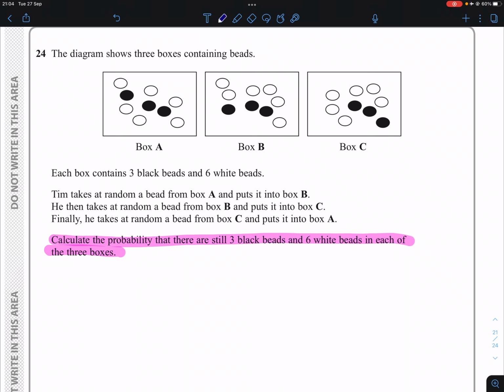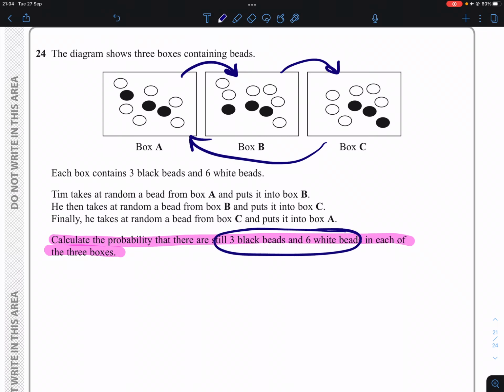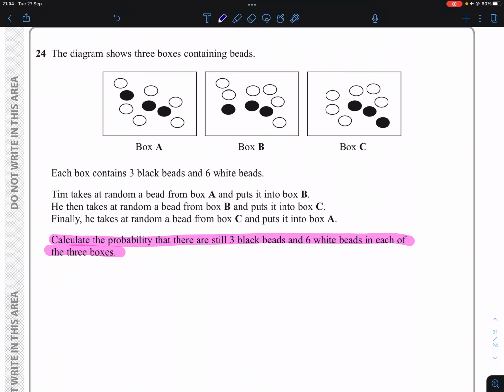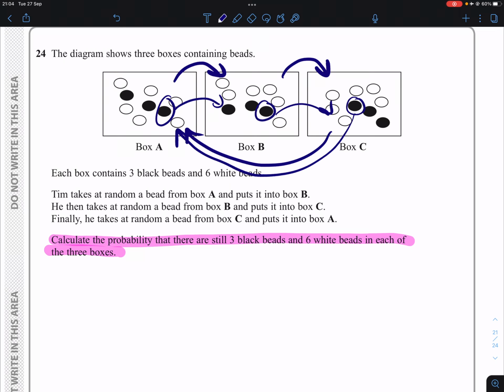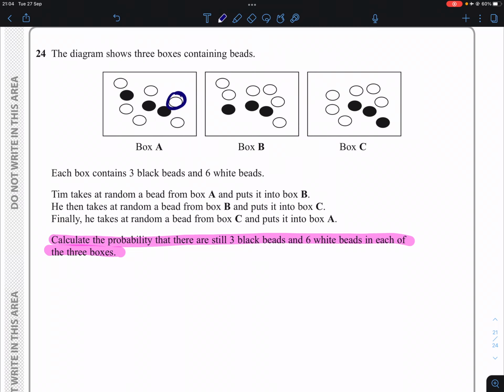Now, given the fact that we're going from A to B, B to C, and C back to A, the only way that you can have the same number of black and white beads in each box at the end as you have at the start is if you are removing a black bead followed by a black bead followed by a black bead, where one of them is moved each time, and then in the end there's still 3 black beads in each one, or you have a white bead moving each time from each one.